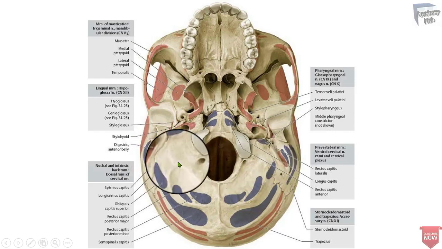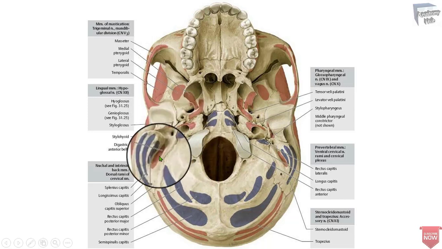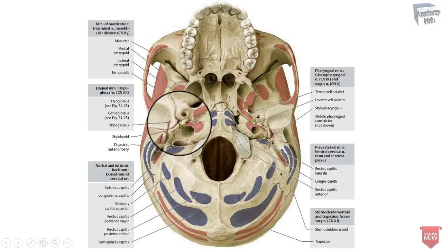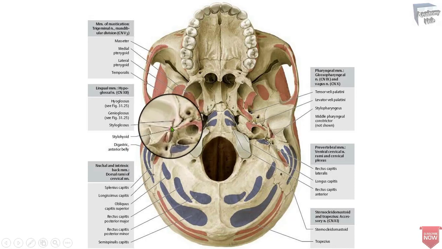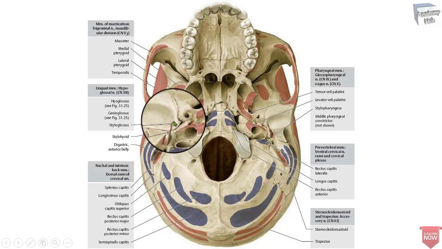And in between that, this is the mastoid process. Here you will find a notch. This is the digastric notch. There you will find the origin of your digastric muscle, the posterior belly of the digastric muscle. And here you will find the styloid process. From here you will find the origin of the stylohyoid muscle and the styloglossus muscle.